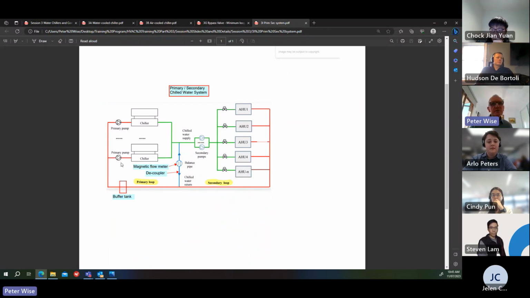So in a primary secondary system, you have a primary circuit. So you've got the chillers and the pumps and a bypass, buffer tank, back to the chiller. So that's the primary circuit. The secondary circuit is the field loop. There's more pumps with VSDs in this case, and they feed out to the air handling units and fan coil units, whatever's out in the field, and then come back to the main return line and back through the chillers again.